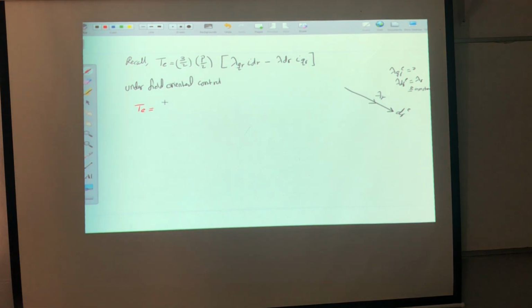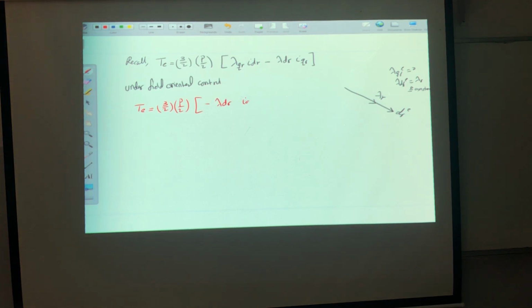So TE will equal 3/2 P/2 times minus lambda DR IQR. Now, in general, we need to represent the torque in terms of the stator variables. Why? Because I can measure the stator variables, but the rotor variables are difficult to measure. So I need to substitute IQS instead of IQR. From lambda QR, which was equal to LR IQR plus M IQS, correct? And this one equals 0. So from here, IQR will equal minus M over LR IQS.